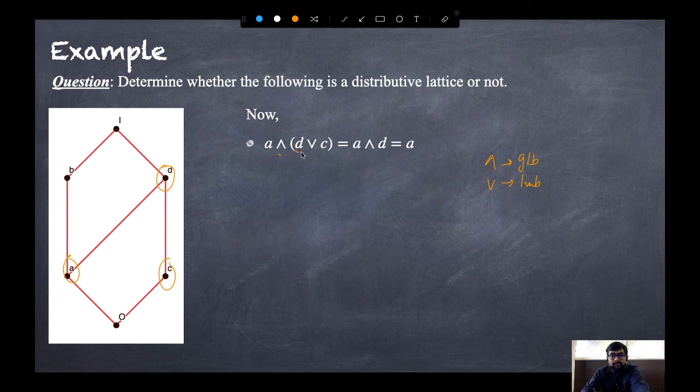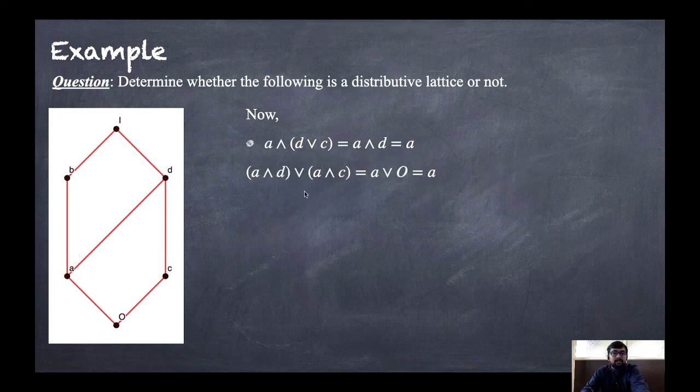First we will find D or C, that is, the least upper bound of D and C, which is D. Now A and D, that is, the greatest lower bound of A and D. This is A, this is D, and their greatest lower bound is very obviously A. So the answer is A.